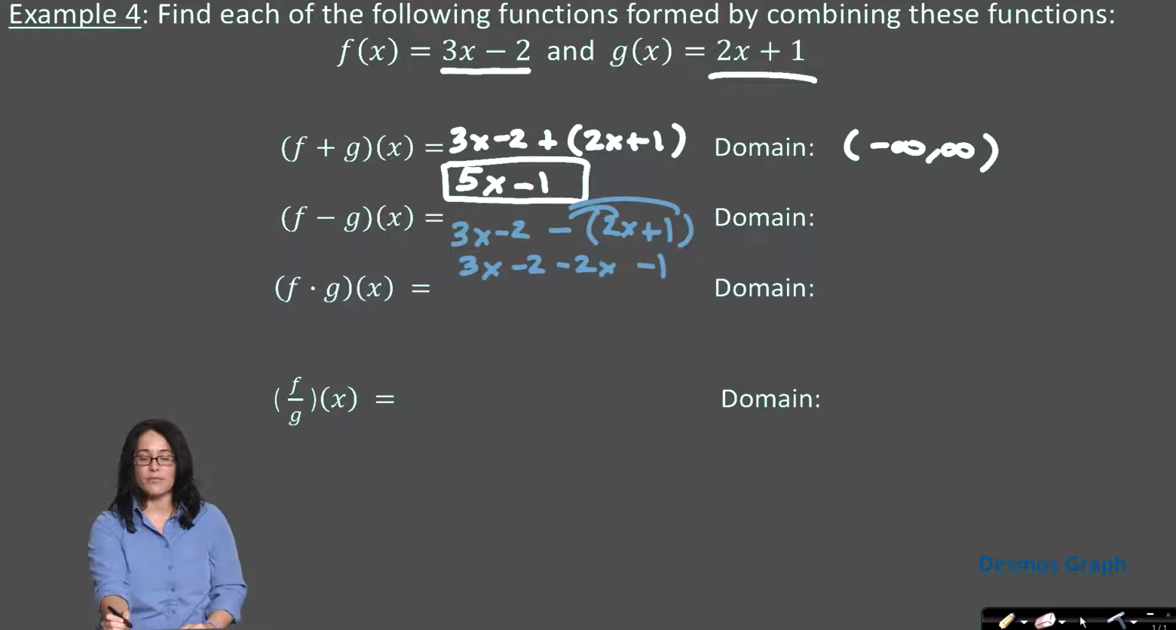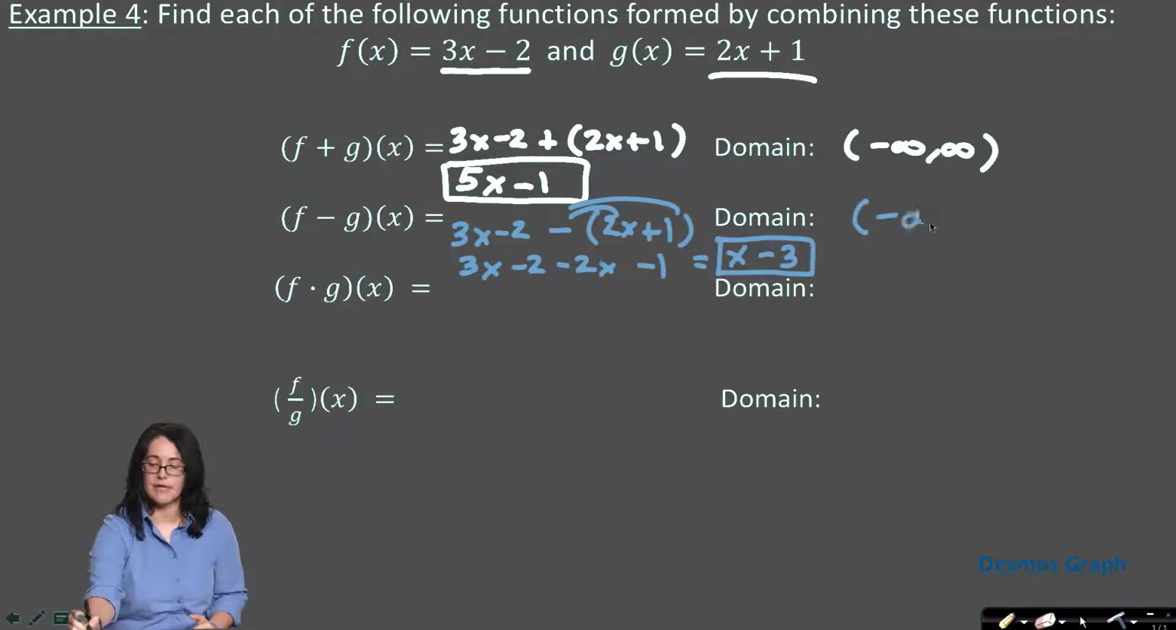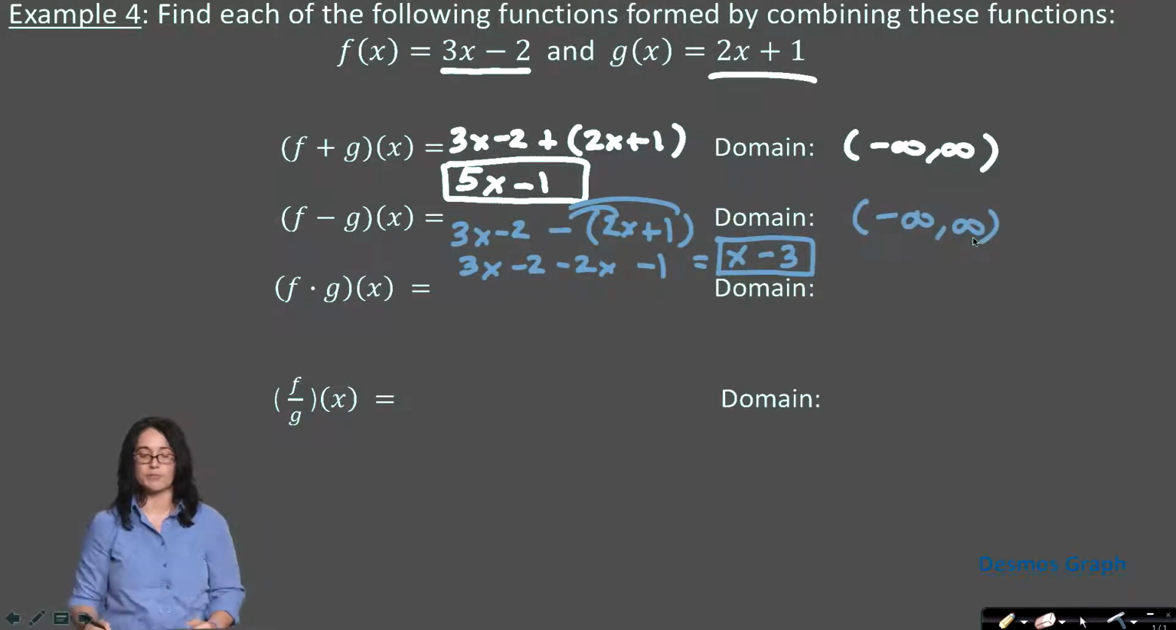What does that mean for us? Well, our final function then here would simply be what? 3x minus 2x is 1x, and negative 2 minus 1 is negative 3. So we get a new linear function of x minus 3. It's still a line, but it has a slightly different slope than we started. The domain for a linear function is still negative infinity to infinity. There's no restrictions present.